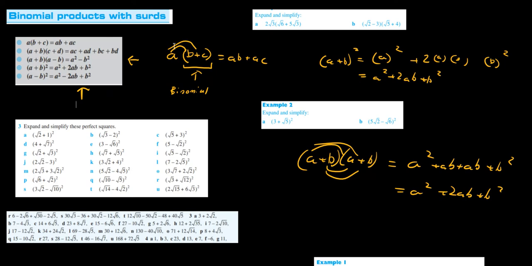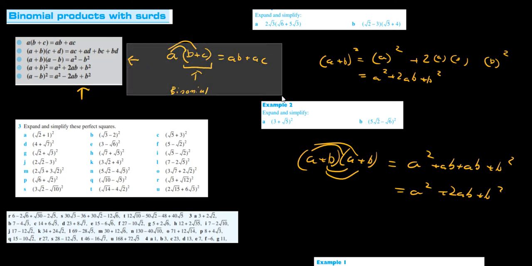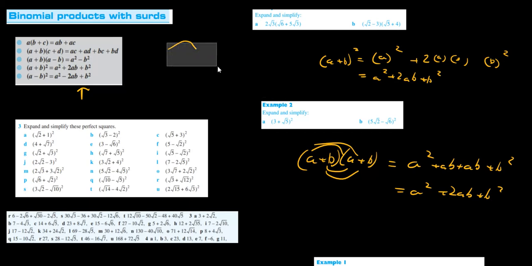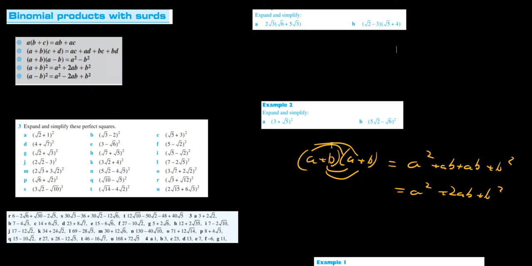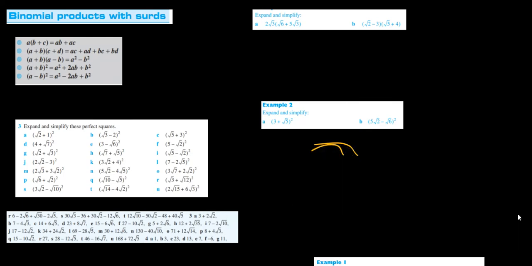Okay, so let's have a look at some examples. Now, you can probably pause the video and have a go at doing the two examples on the right, the two boxes. It's 4 questions in total, and I'd expect most students to get most of these right, and then I'll go over the answers. Okay, so let's have a look at A. Let's change the color to red. So we have got 2 root 3 multiplied by root 6 plus 5 root 3.